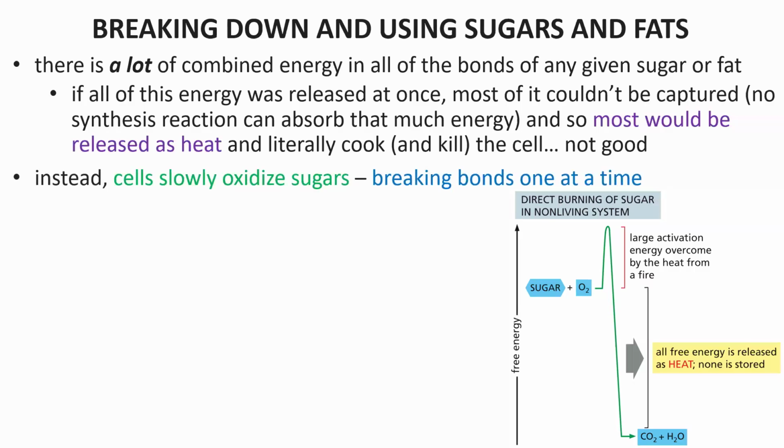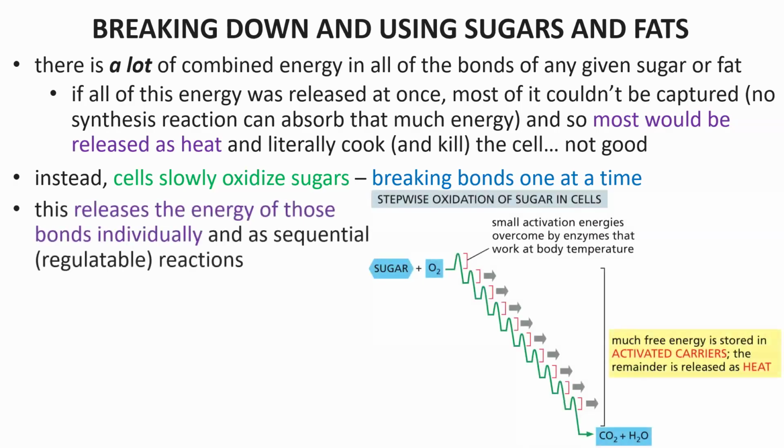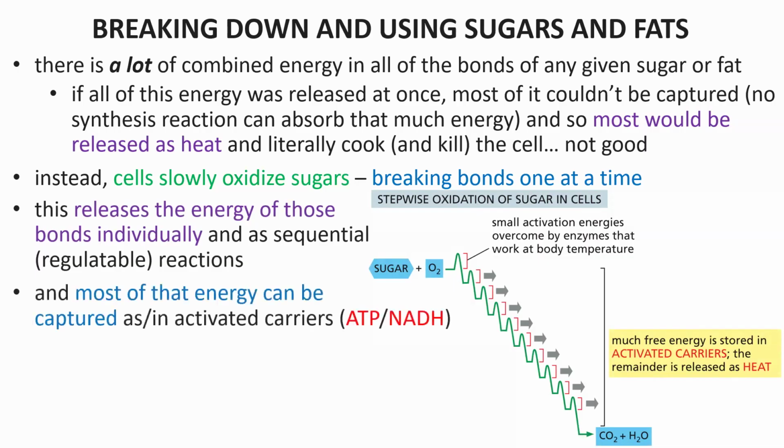Instead, what cells do is they use a sequence of reactions. We're going to talk about a total of 18 reactions today, and each of these reactions plays a minor role, a sequential role. It's one step in the process of releasing this energy. Each of those reactions has a relatively low energy of activation that an enzyme can overcome, and each of these reactions releases a small amount of energy that can be efficiently captured and doesn't cook the cell. So this is a much more efficient way of releasing the energy from glucose, from any macromolecule.